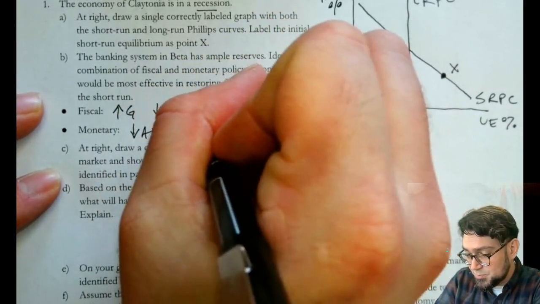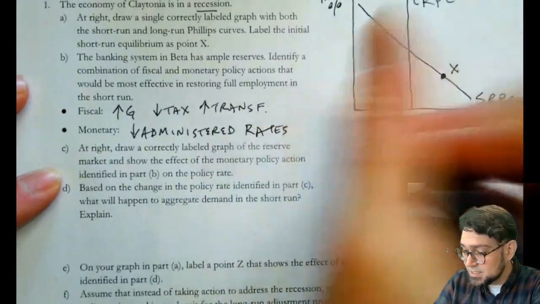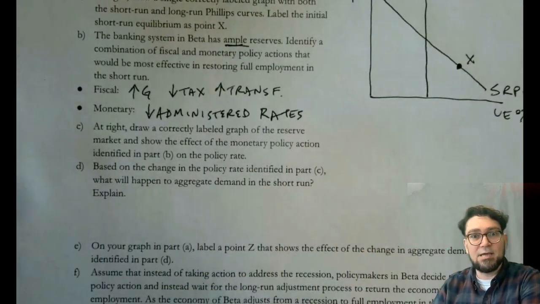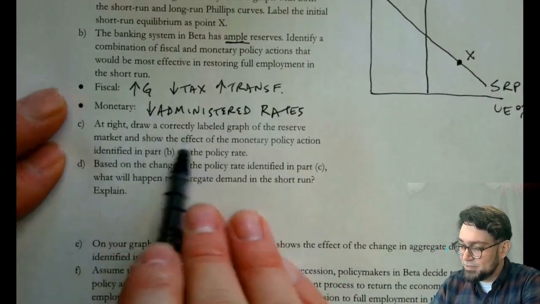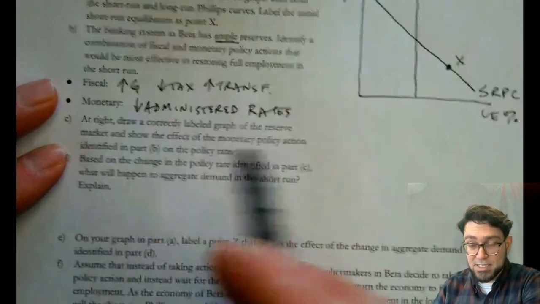And the reason I said administered rates here versus something like buy bonds is because they have ample reserves, right? It would have been buy bonds maybe if it had been limited reserves. At right, draw a correctly labeled graph of the reserve market and show the effect of the monetary policy action.